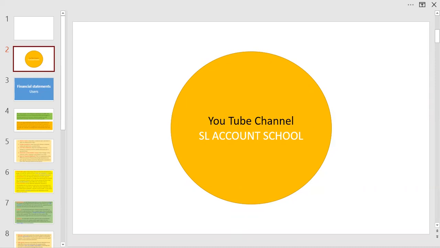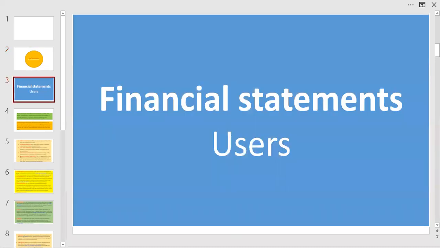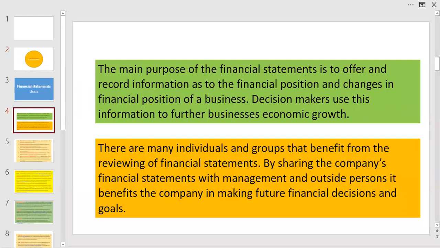Today's topic is financial statements and its users. The main purpose of the financial statement is to offer and record information as to the financial position, balance sheets, and the changes in financial position of a business, operational details, and comparison. Decision makers use this information to further business and economic growth.